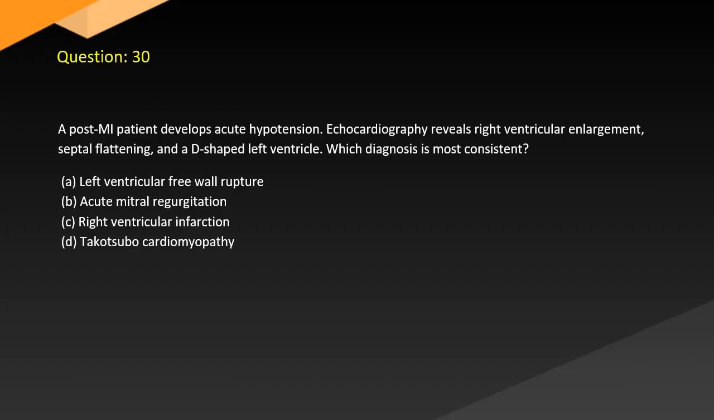Question 30. A post-MI patient develops acute hypotension. Echocardiography reveals right ventricular enlargement, septal flattening, and a D-shaped left ventricle. Which diagnosis is most consistent? A. Left ventricular free wall rupture. B. Acute mitral regurgitation. C. Right ventricular infarction. D. Takotsubo cardiomyopathy.